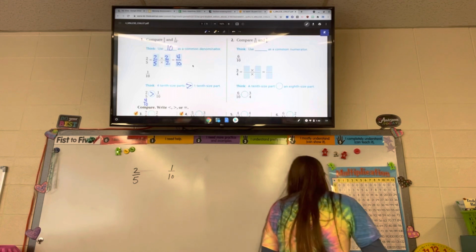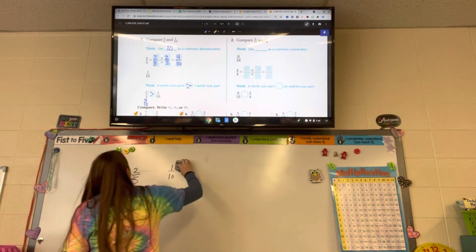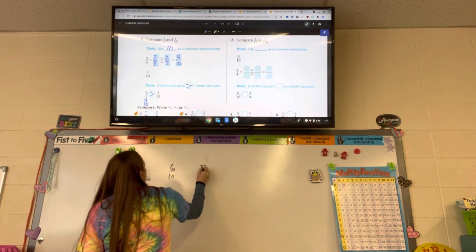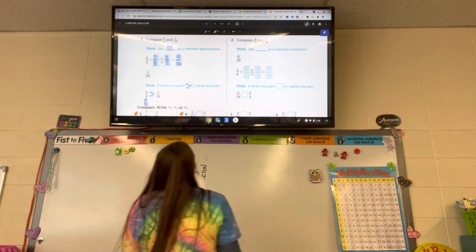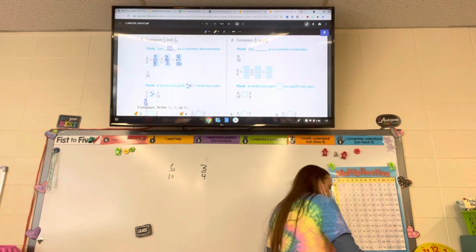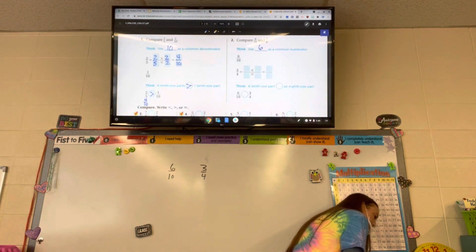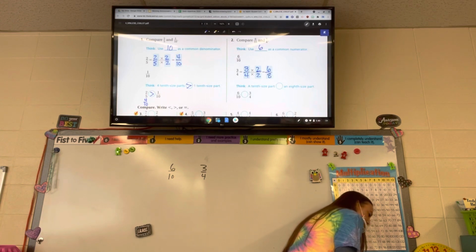Okay, we're going to compare 6/10 and 3/4. 6/10 and 3/4. We're going to use 6 as the common numerator. We're going to take 3/4 and multiply it by 2 over 2, and that'll give us a 6 on top and an 8 on the bottom. So we've turned 3/4 into 6/8.